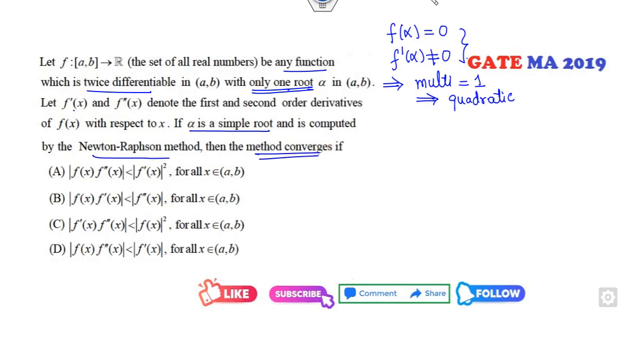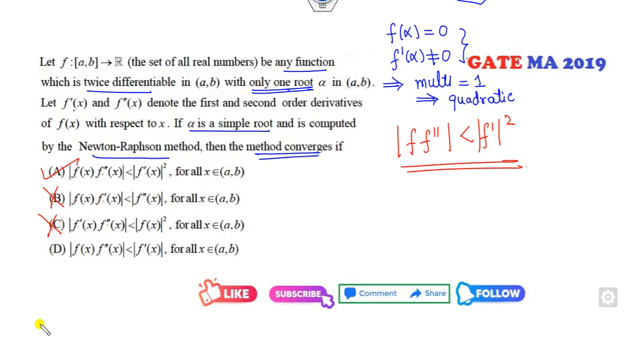Then the method converges. They are talking about the convergence condition. As I told you, firstly f into f double dash over f dash square, that's the condition for convergence. So f into f double dash less than the square of f dash, that is the correct option. f into f dash is wrong, f dash into f double dash is wrong, f into f double dash without the square is not given, so the right answer is A.